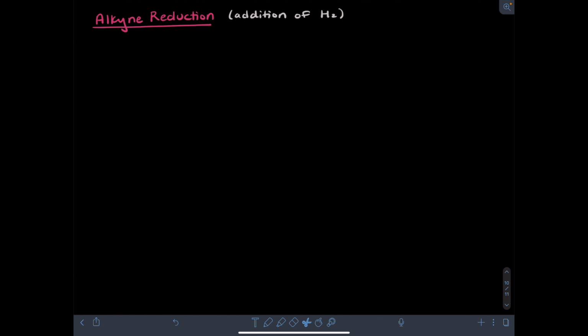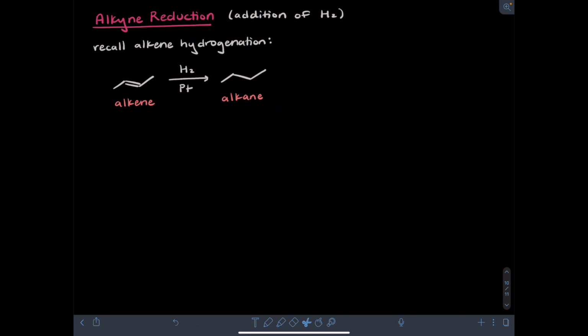I want to end today's video by talking about alkyne reduction. Reduction referring to the addition of hydrogens to the alkyne. We've seen hydrogenation before in the context of alkenes. Recall that an alkene can be treated with hydrogen gas in the presence of a metal catalyst to generate an alkane product. This occurs by syn addition of the hydrogen.